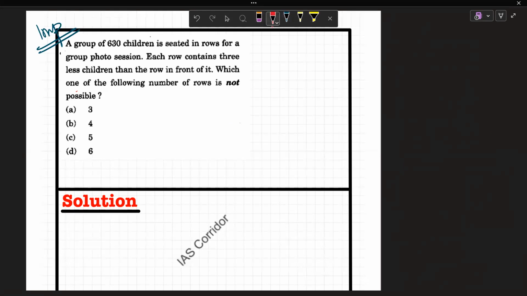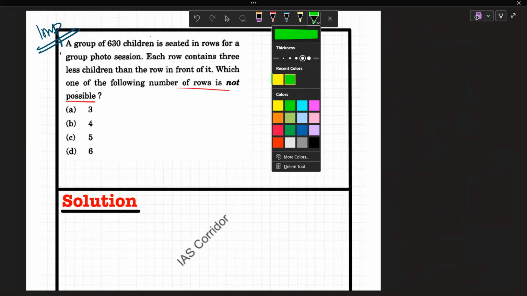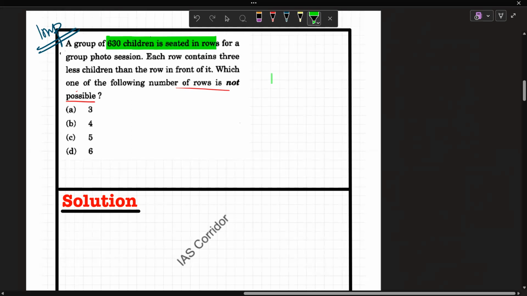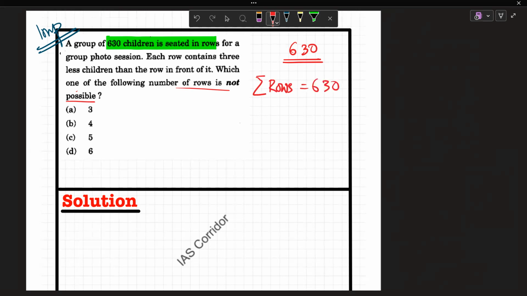Now let us understand the question again. First of all, it has asked which of the following number of rows is not possible. That means there is a certain kind of arrangement that we need to do. The group of 630 children is seated in a group photo session. Total number of students here is 630. Can I say the number of students arranged in all the rows will come down to 630? Summation of all the students in the respective rows, if you sum it up, your answer has to be 630.